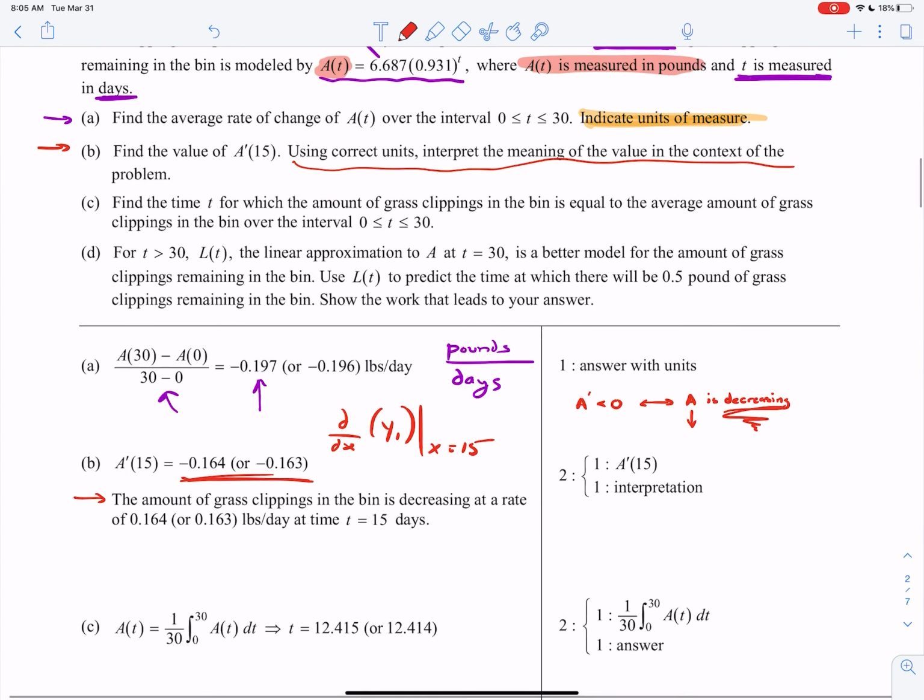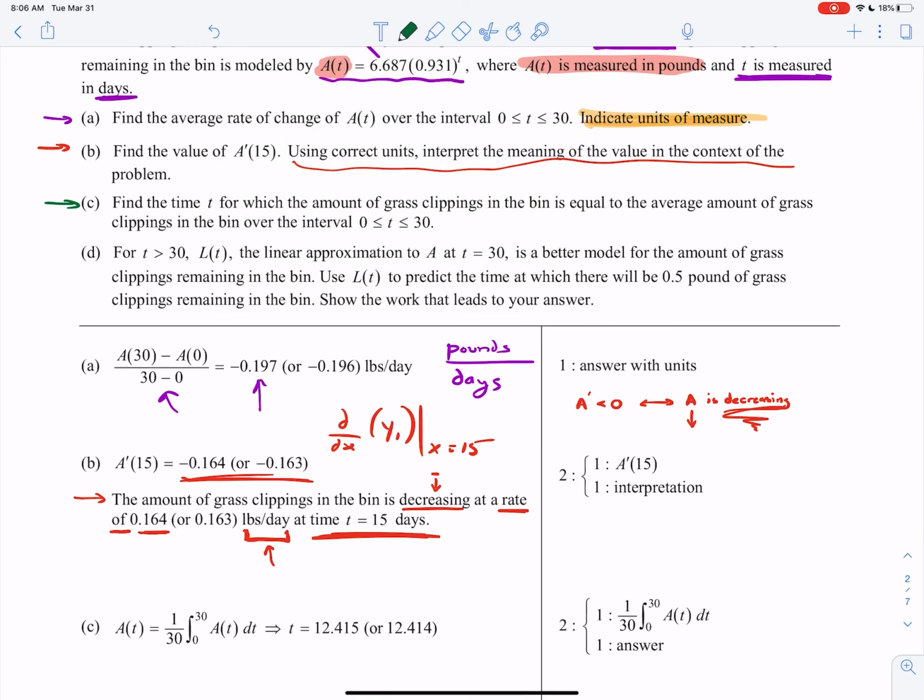So here we go. The amount of grass clippings is decreasing at a rate of 0.164. Notice how we didn't put the negative, so the word decreasing takes care of that negative part. And remember, when it's a rate, it has to be something over something. In this case, it's pounds per day at that particular moment, t equals 15 days.